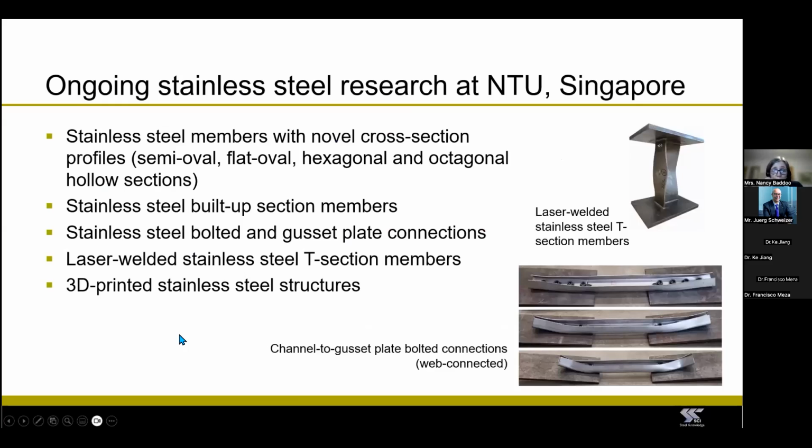Then moving to Singapore, there's been about 8 years, I reckon, of stainless steel structural research at NTU in Singapore. And currently, the sorts of topics being looked at are novel cross-sections, built-up members, looking at laser-welded fabricated members. Now, they're interesting because you have low residual stresses. So, for example, higher buckling curves can be used, and printed stainless steel structures. And this is just one example. There are universities around Europe looking at a number of topics of structural stainless steel.